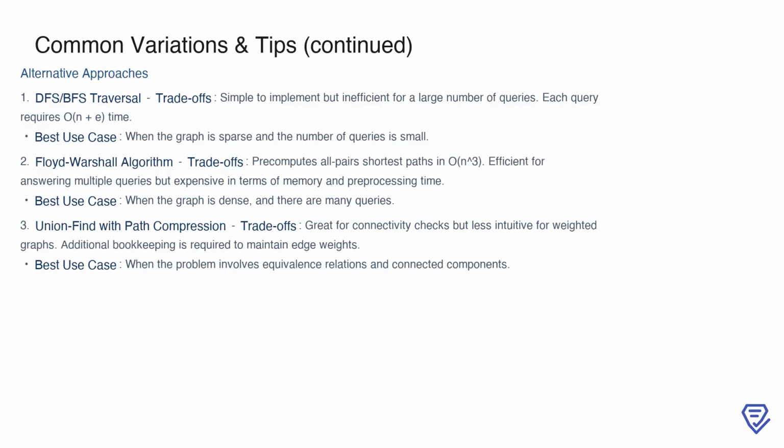The Floyd-Warshall algorithm, on the other hand, pre-computes all pairs' shortest paths in n³ time. While this pre-processing can be expensive in terms of time and memory, it allows for extremely fast query resolution later, making it ideal for dense graphs with a high volume of queries. Finally, union-find with path compression is an excellent choice for problems that focus on connectivity checks and equivalence relations. However, it's less intuitive for weighted graphs, as additional bookkeeping is needed to maintain edge weights. This approach is most effective when the problem revolves around determining connected components or equivalence relations, rather than detailed path calculations.